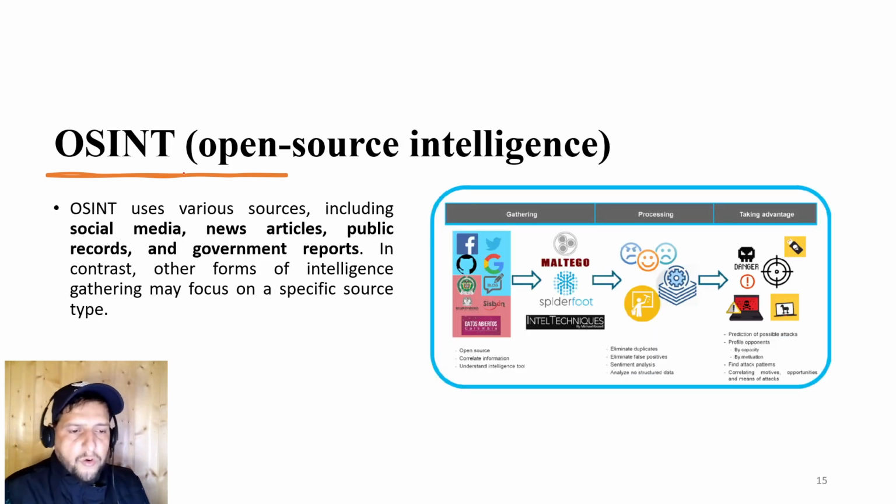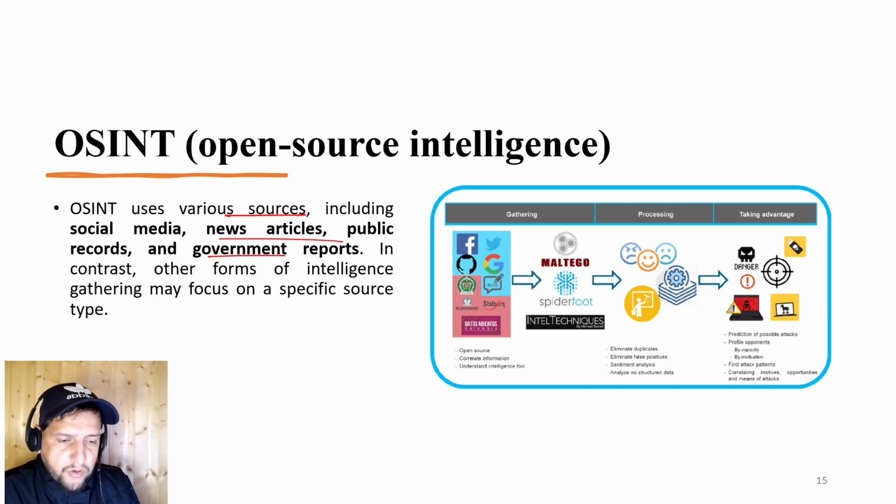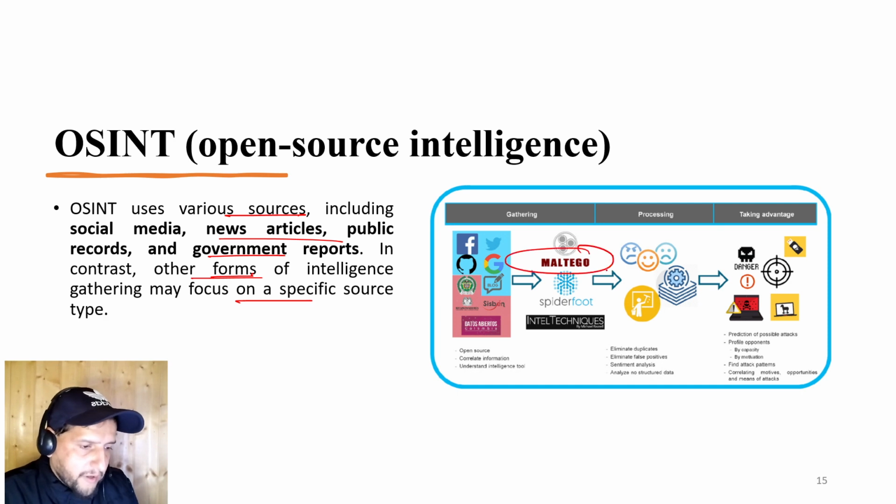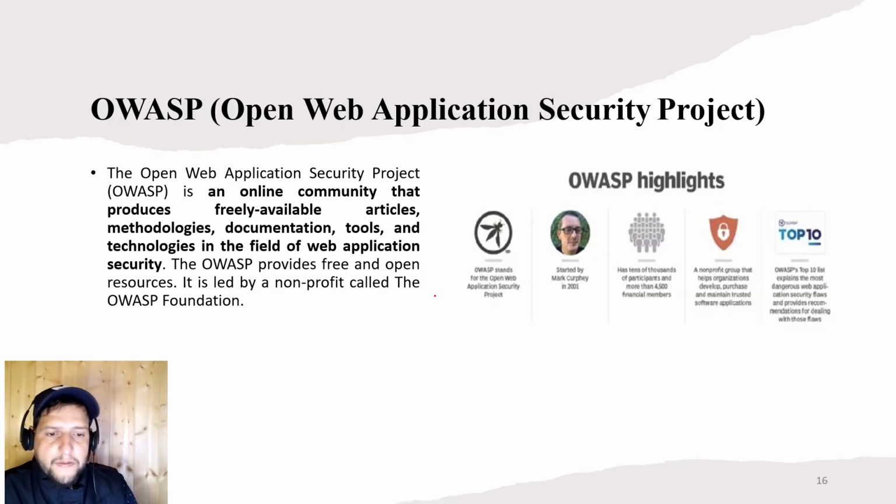OSINT is your open source intelligence, where you use various sources like social media, news articles, public records, or government reports. In contrast, other forms of intelligence gathering may focus on a specific resource type. You use Maltego, you use any of those tools which are available online.